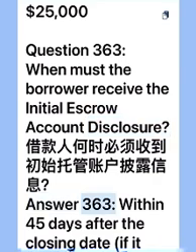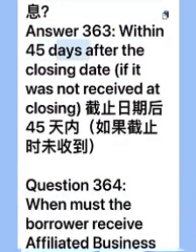Question 363. When must the borrower receive the initial escrow account disclosure? Answer: Within 45 days after the closing date, if it was not received at closing.